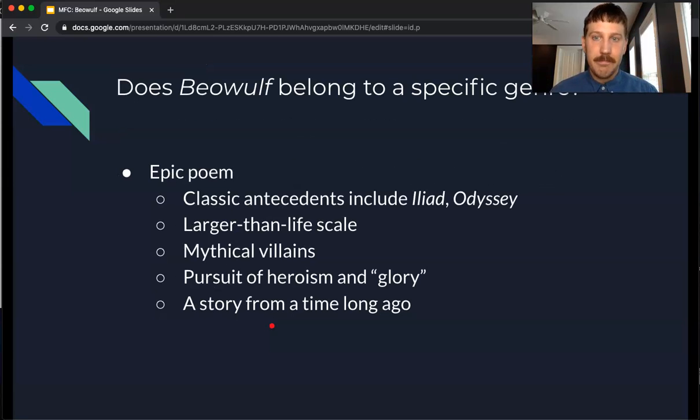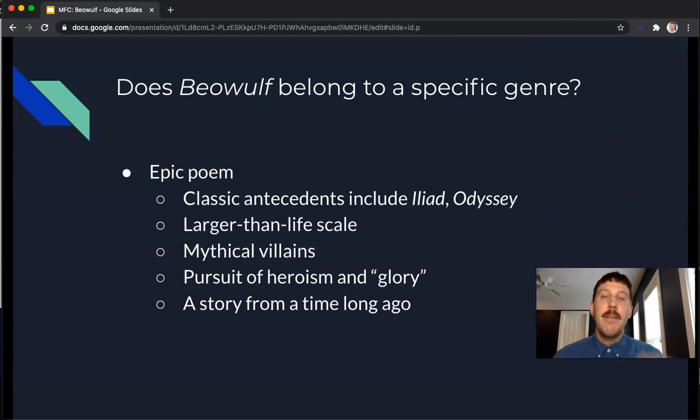Does Beowulf belong to a specific genre? Yes, it very much conforms to many of the features of an epic poem. Now, if you don't know what that is, I'm going to tell you to think of some classic Greek narratives, the Iliad, the Odyssey. What do these stories tend to have in common?